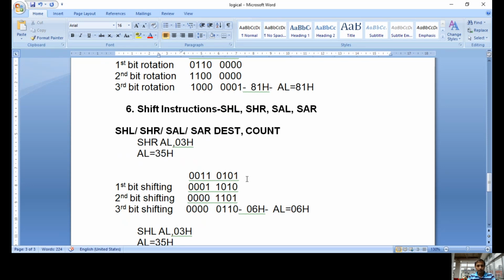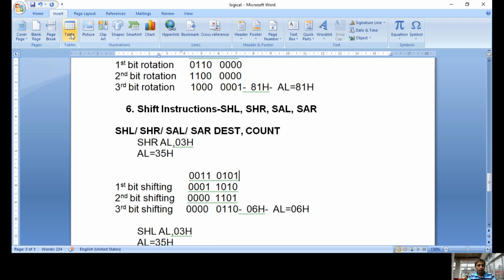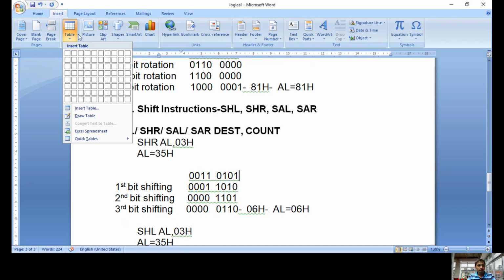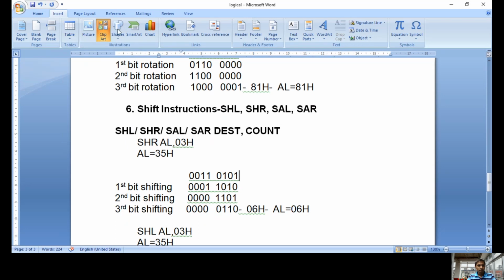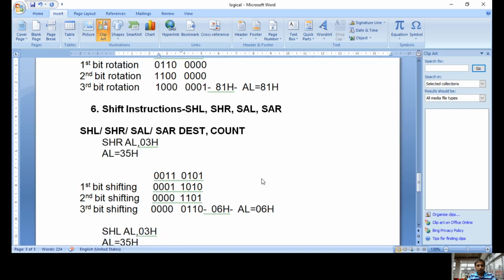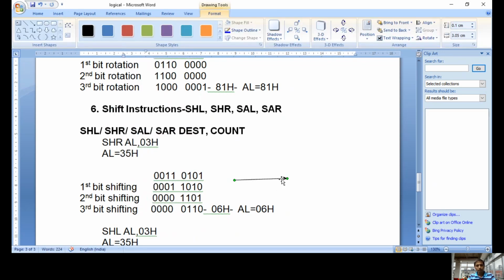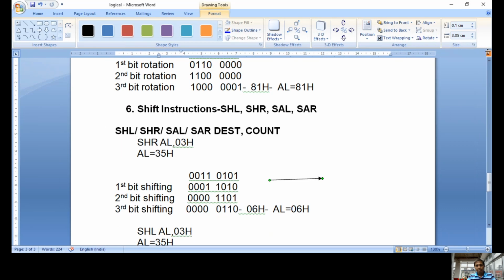For the first bit, shifting right side. Shifting right side means if you observe, shifting right side means like this. Shifting left means reverse, remember. Now this side, so this side we are shifting.